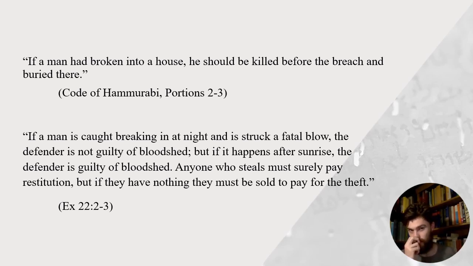But here, the victim has to be careful. If they strike the thief at night, they're not guilty of bloodshed. But if it happens after sunrise, so during the day, the defender is guilty of bloodshed. A very high standard. Anyone who steals must surely pay restitution. So again, we have the idea that you're not killed, which is very gracious. You simply have to pay for what you stole. And then if you're not able to do that, you have to be sold yourself into servanthood to pay for the theft. So we don't have any understanding here of killing a perpetrator, but simply that they must repay for what they stole, which I think shows a very stark difference between the two.